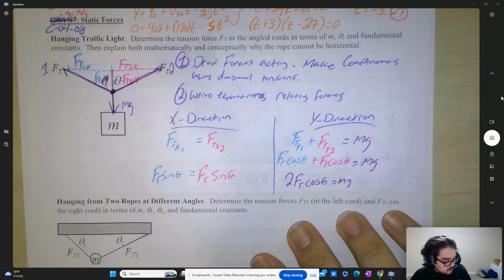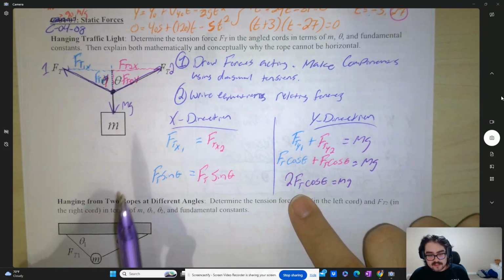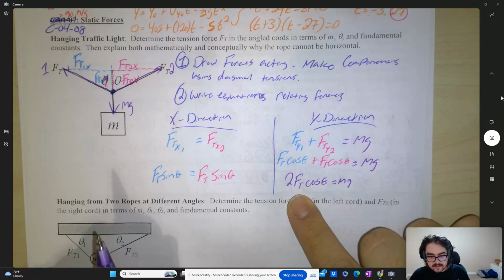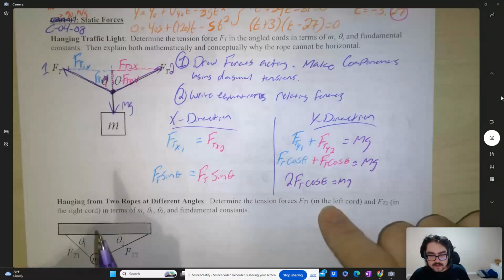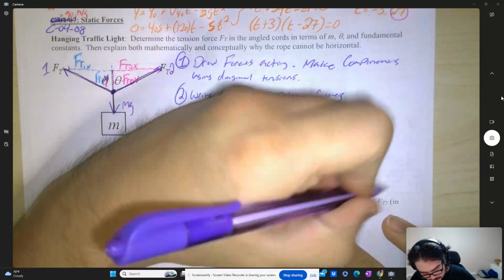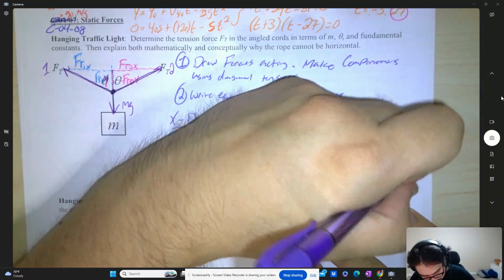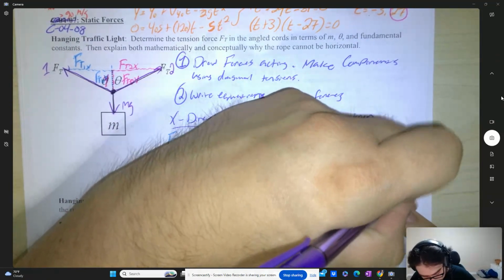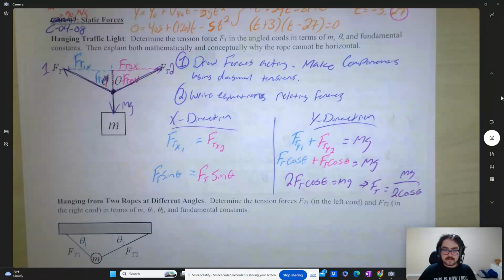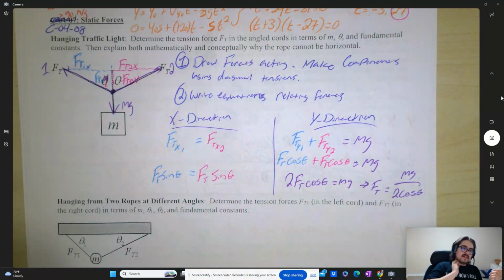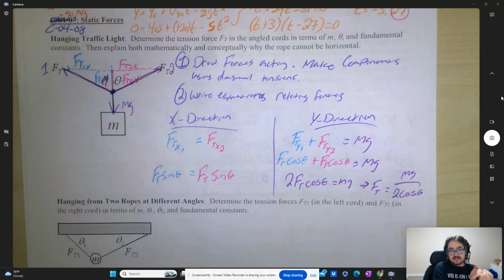And then if you wanted to get FT by itself, you would just divide by 2 cosine theta on both sides, and you would end up getting that FT is simply equal to mg over 2 cosine theta. In this case, you would see that the tensions are equal to each other. So the tension in one string is the same as in the other. If they're both at the same angle and there are no other forces, then they should be the same.